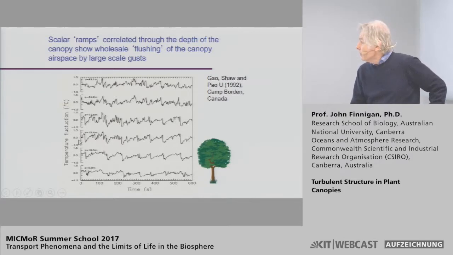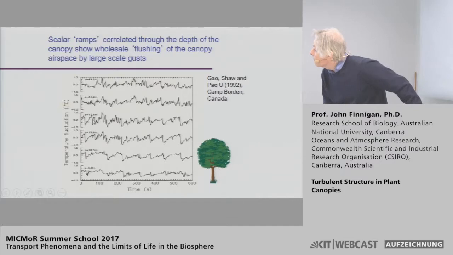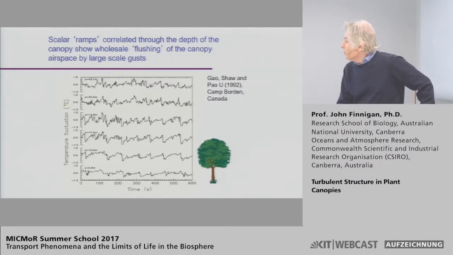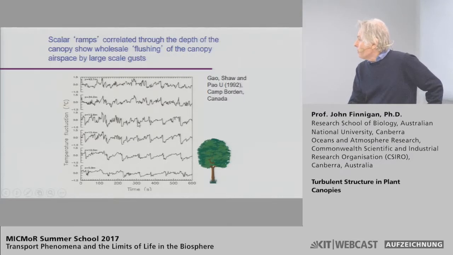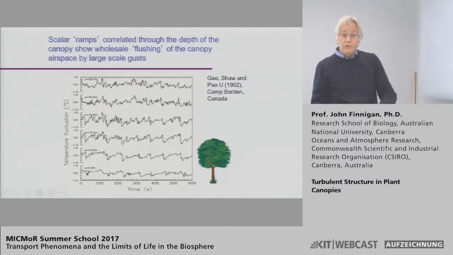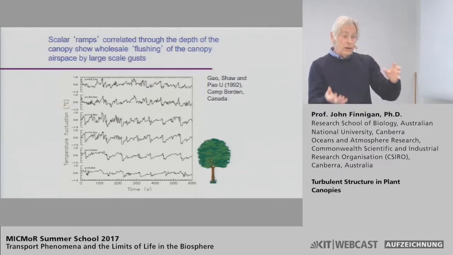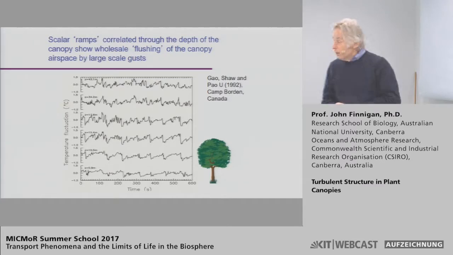And we have seen these at different levels through the canopy at about 6 meters, 10 meters, 15 meters, 20 meters. It's around the canopy top and then above the canopy. And we can see that these sudden drops in temperature are correlated right through the canopy airspace. So when the sweep quadrant comes down, it's bringing cooler air from above and replacing the warmer air that's moved out of the canopy in front of the sweep in the ejection quadrant.